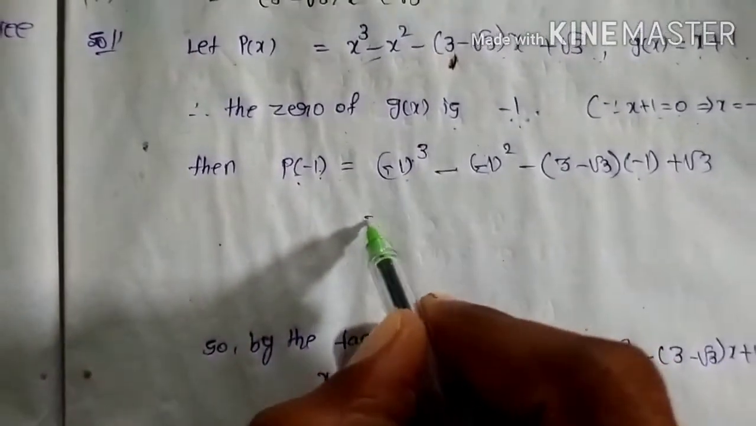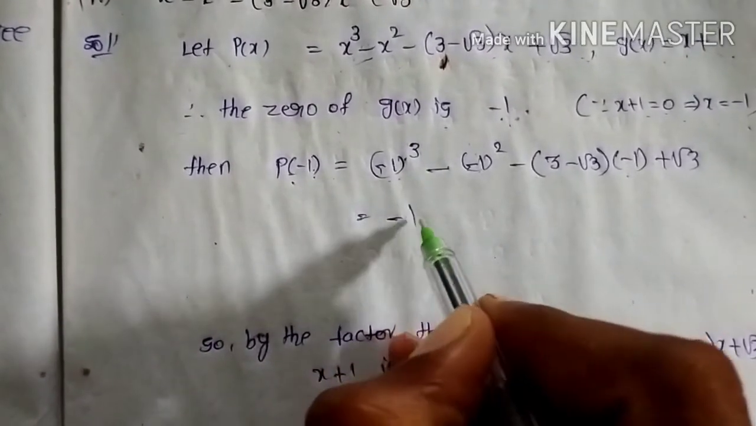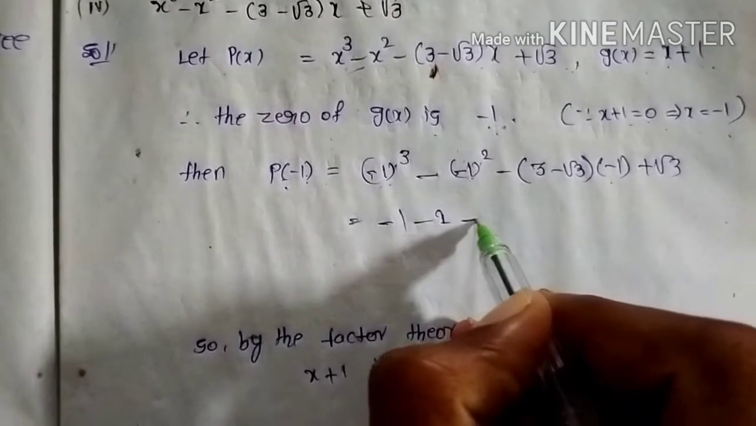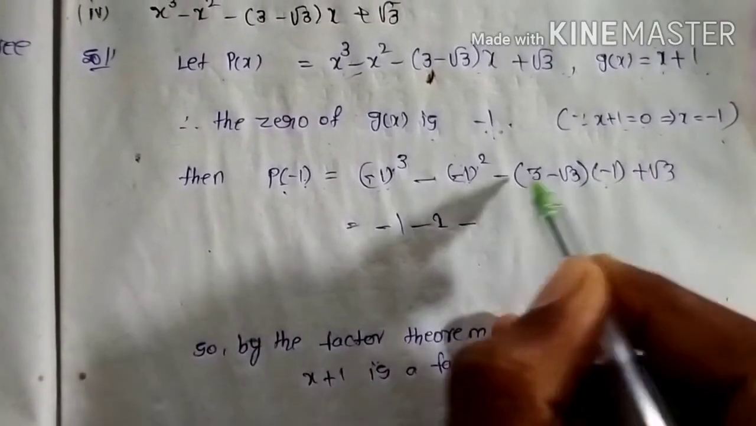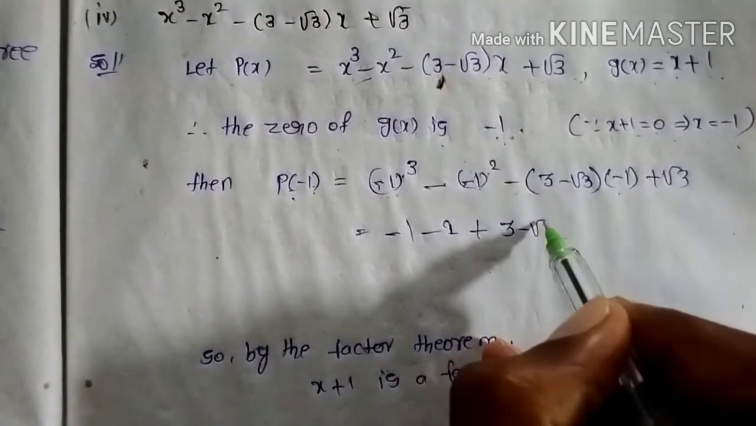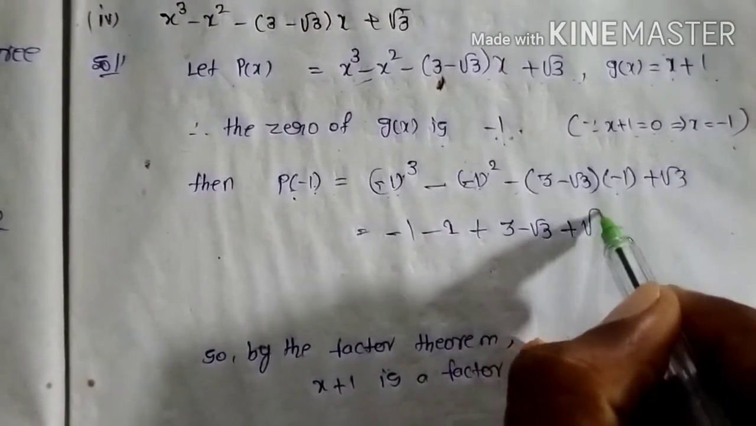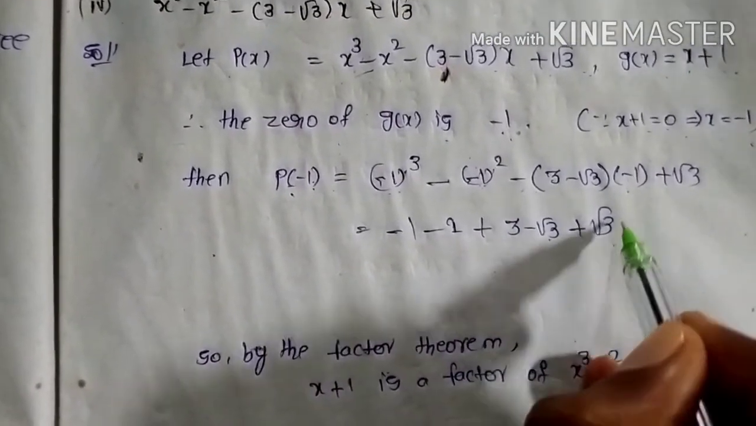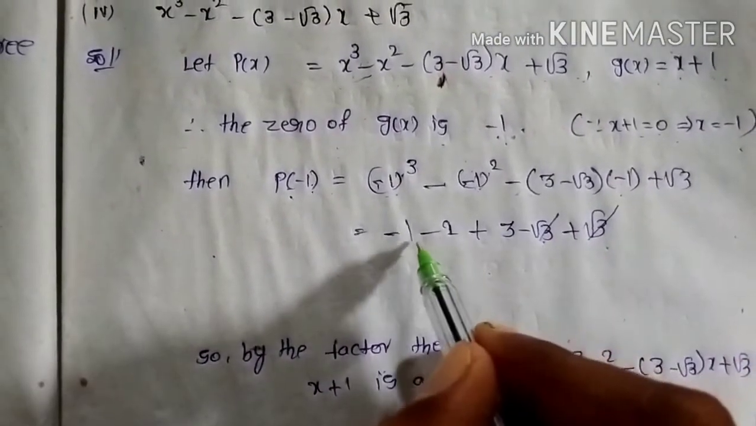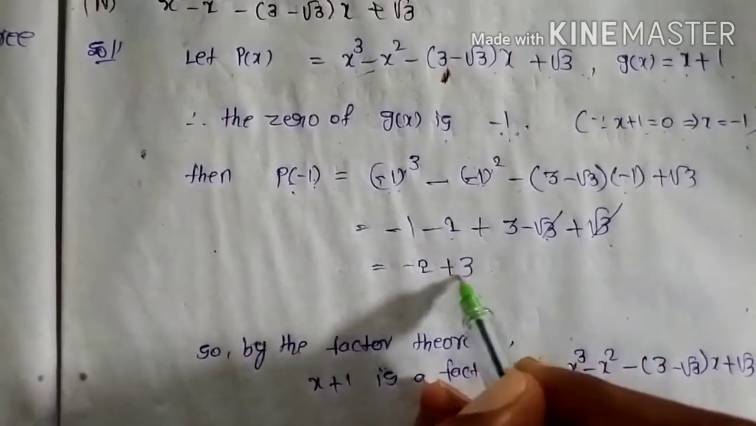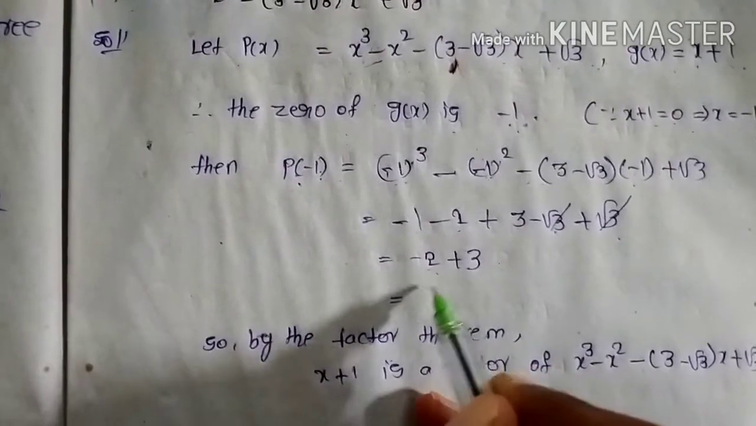Now you can expand it. Minus 1 whole cube, will you get minus 1 or not? Yes. Minus 1 whole square is plus 1 only. Here minus into minus, can you write plus or not? Yes, plus 3 minus root 3, plus root 3. See here, this is minus root 3, this is plus root 3. Can I cancel it? Yes. This is minus 1, this is also minus 1. That means I can write minus 2 plus 3. Minus 2 plus 3 is how much? Minus 2 plus 3 is 1.